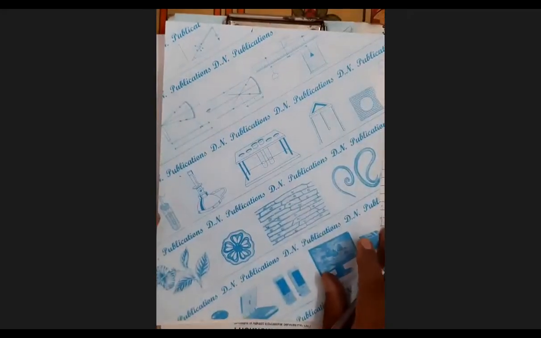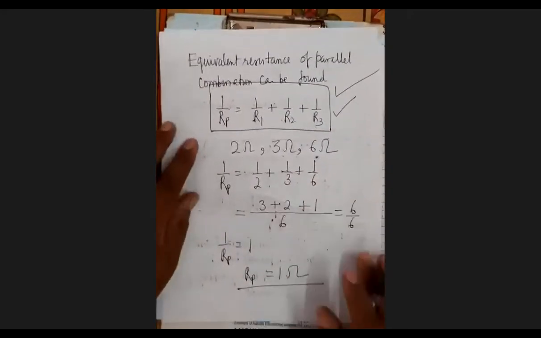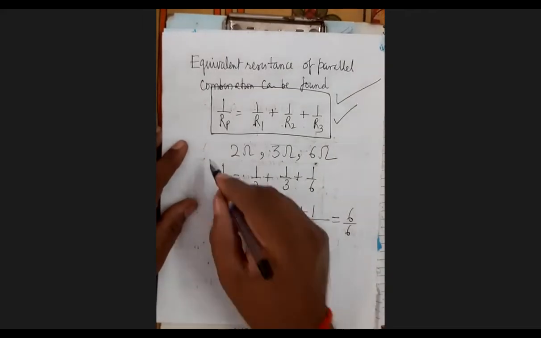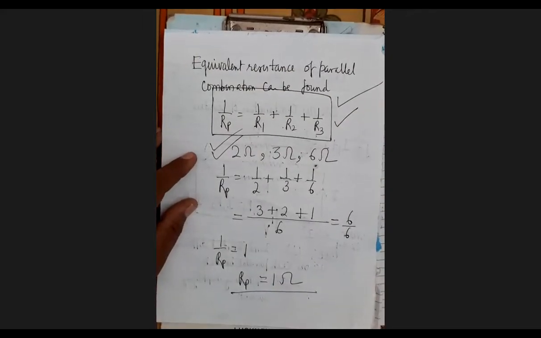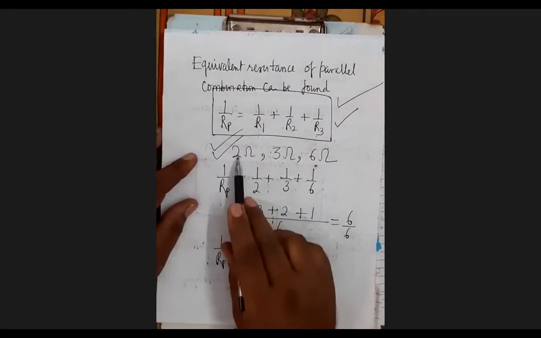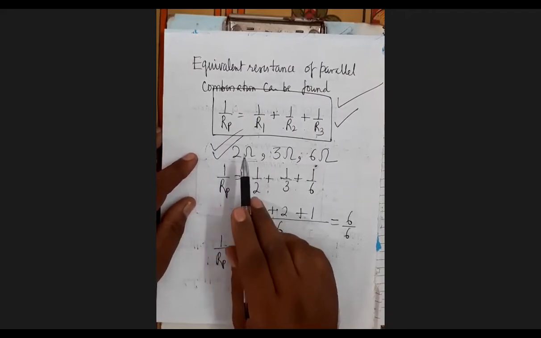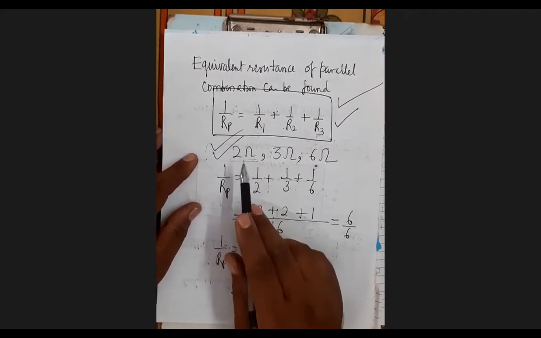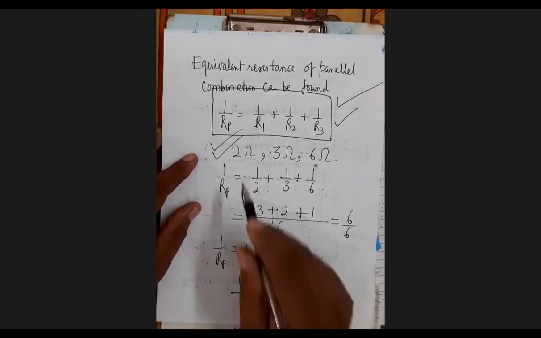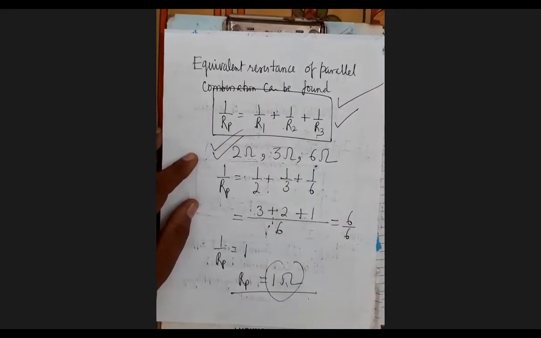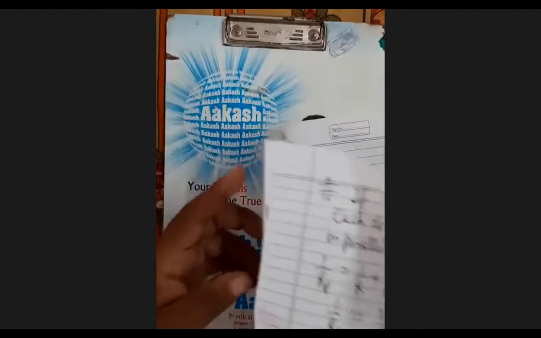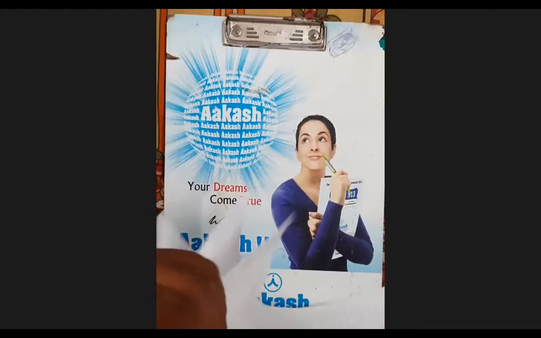Similarly, here there is one more example. Here these three are connected in parallel. Which one is the least? The least one here is 2 ohm. So equivalent resistance should be less than 2 ohm. It comes out 1 ohm. That is less than this. So in a parallel combination, equivalent resistance is less than the least. So you can see here, this is the property.